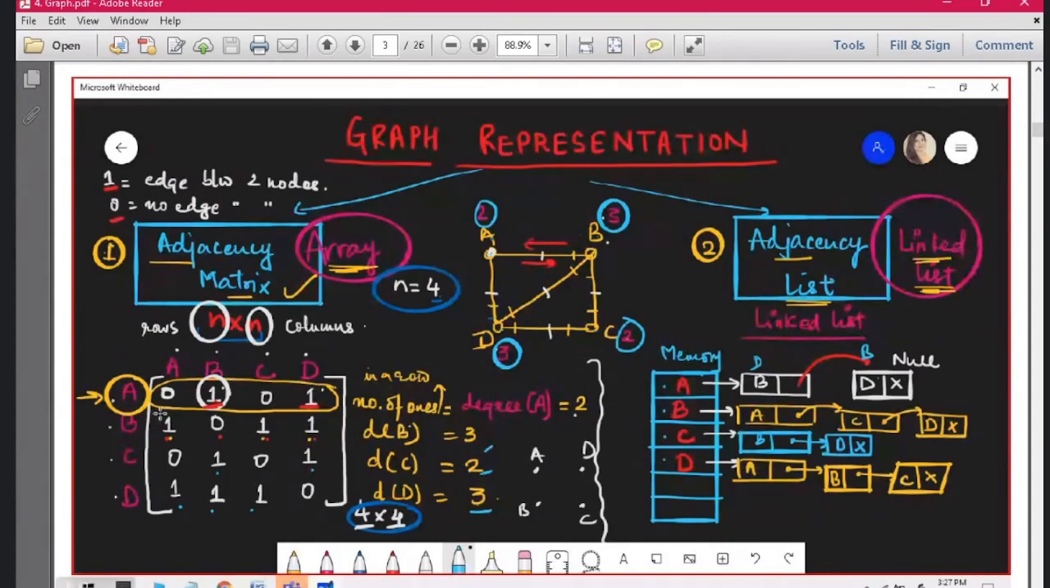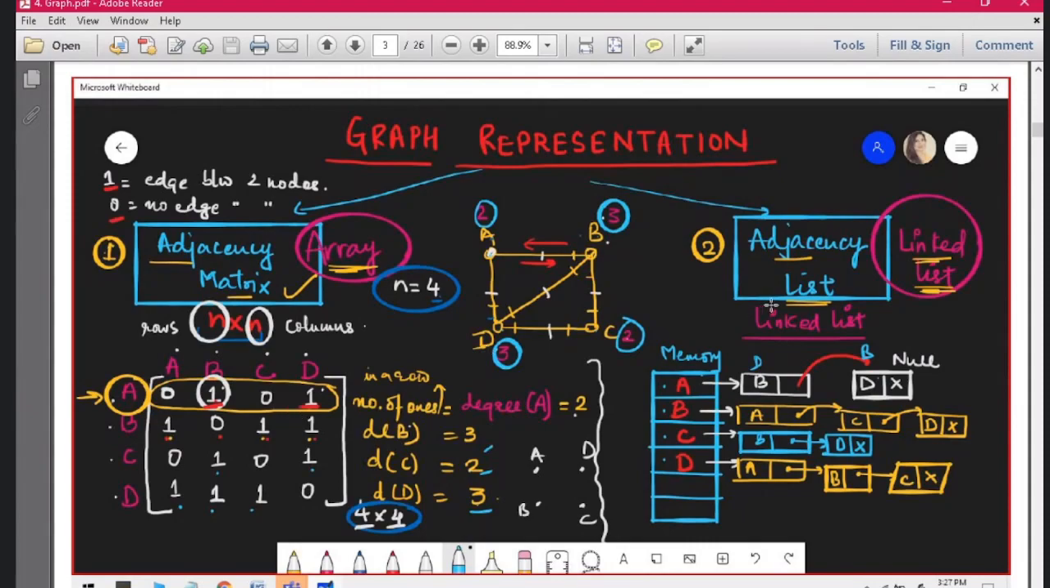So in this way, from the adjacency matrix, we can get to know what the degree of a node is, and also we can get to know whether there is an edge between two particular nodes or not. So this is very, very helpful, right? So this is one way of representing your graph.